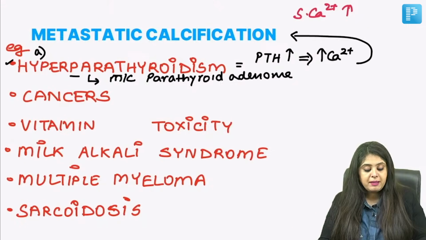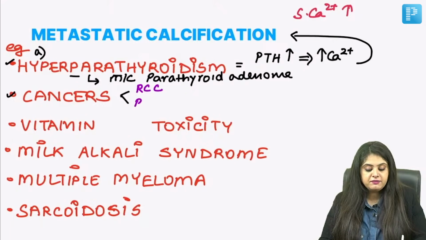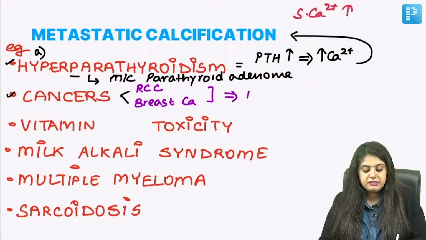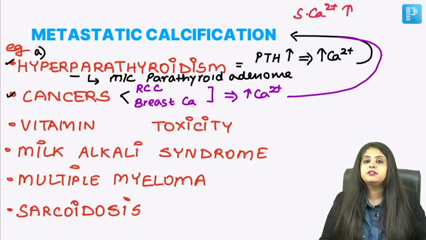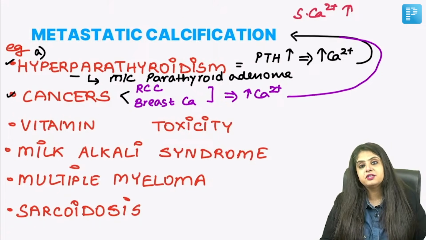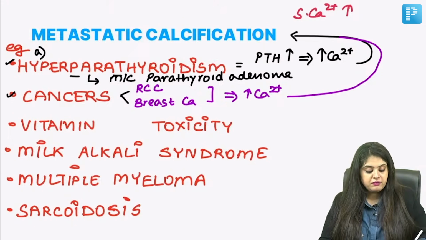Okay, number 2, ma'am, can cancers also increase calcium? Yes, there are 2 cancers that you have to know. One is kidney cancer and second is breast cancer. Both of them also end up increasing the calcium levels. So when the calcium levels increase, which calcification will occur? Metastatic calcification.